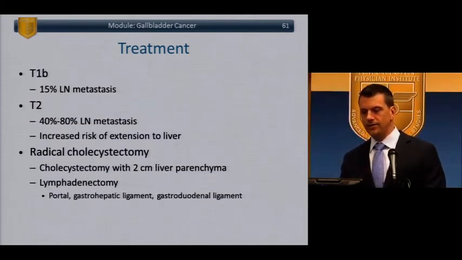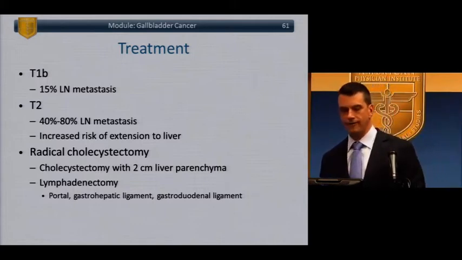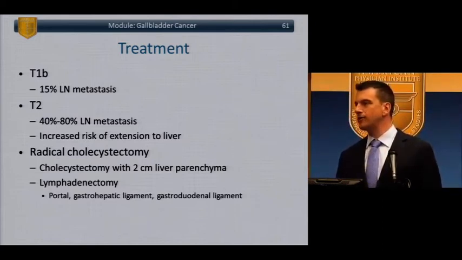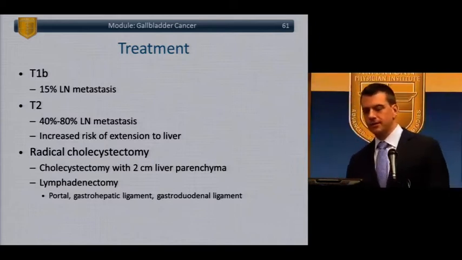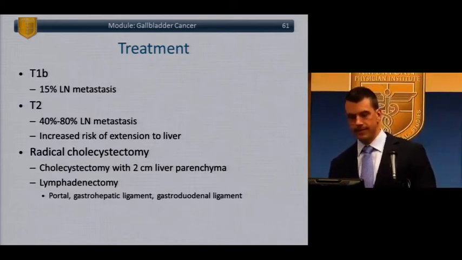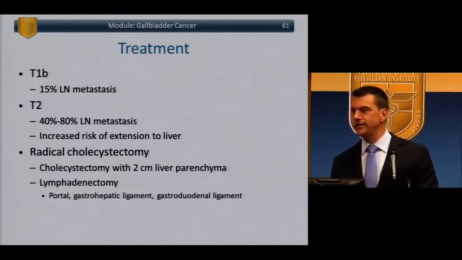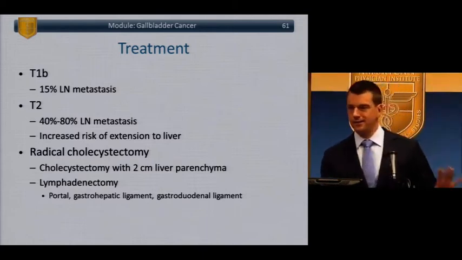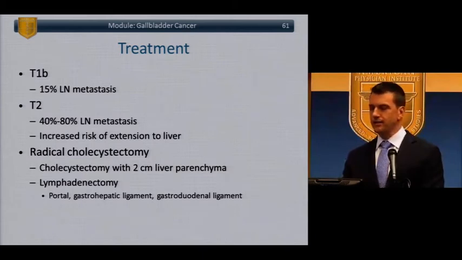For T1B or T2, again, you can see the lymph node metastasis rate goes up to 15% and then 40 to 80%, and there is also increased risk of extension in the liver. On these, the treatment is radical cholecystectomy. This includes a cholecystectomy with 2 centimeters of liver parenchyma, as well as a lymphadenectomy in the portal, gastrohepatic ligament, gastroduodenal ligament. Again, so we have the very minimal incidental finding, just leave it alone. When we move on to just a little bit more advanced on the tumor staging, you need to go back, get that 2 centimeter rim of hepatic tissue and a node dissection.